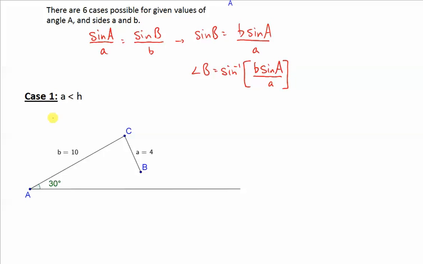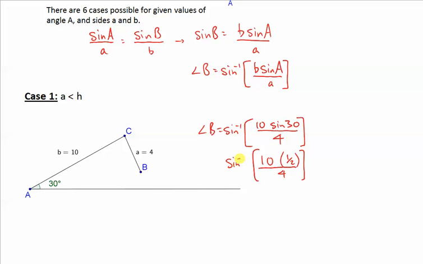So in case A, here's what I have. Arc sine of side b times the sine of angle A, which I've made 30 in this case, and side a. Now hopefully you remember from special triangles that the sine of 30 degrees is a half. So I have a half times 10 divided by 4 as my ratio of sides, and I'm arc sining that to get an angle. Half of 10 is 5. I end up with arc sine of 5 over 4.